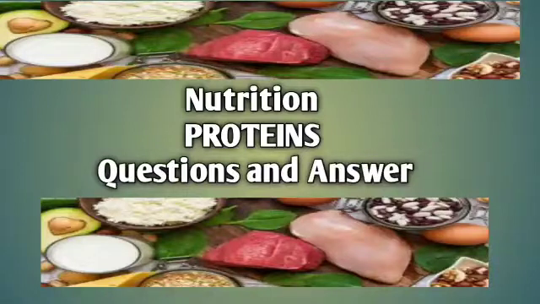Nitrogen balance. Number 1, in a healthy adult, protein synthesis balances degradation. Number 2, protein intake balances nitrogen excreted in urine, feces, and sweat. Number 3, when nitrogen intake equals nitrogen output, a person is in nitrogen balance. Number 4, nitrogen balance studies are used to estimate protein requirements.